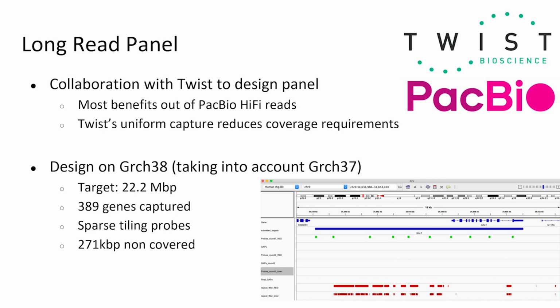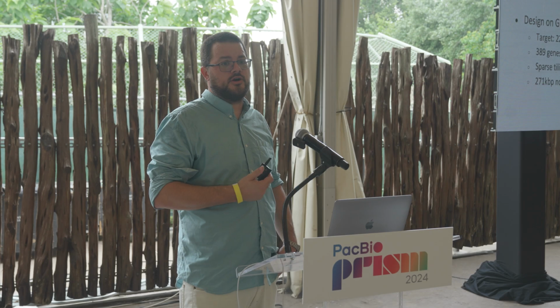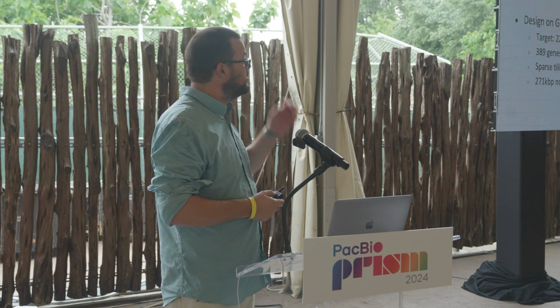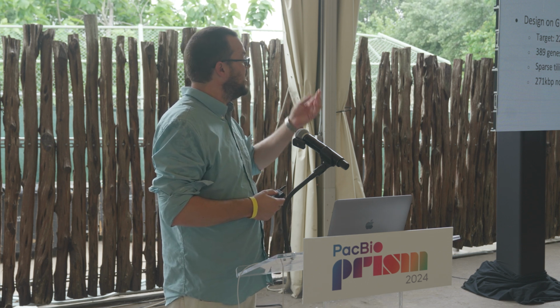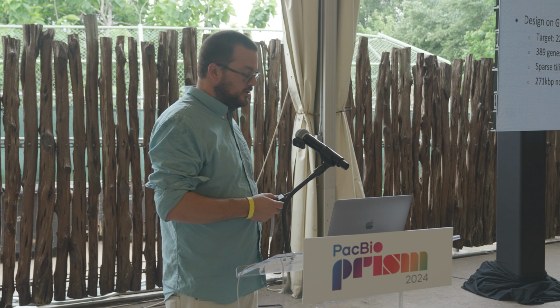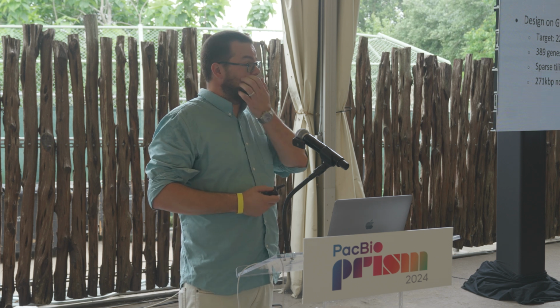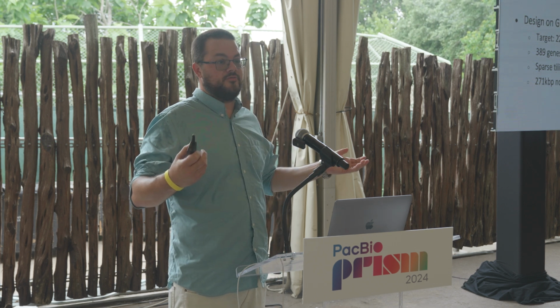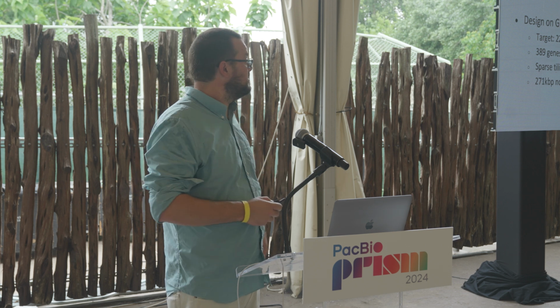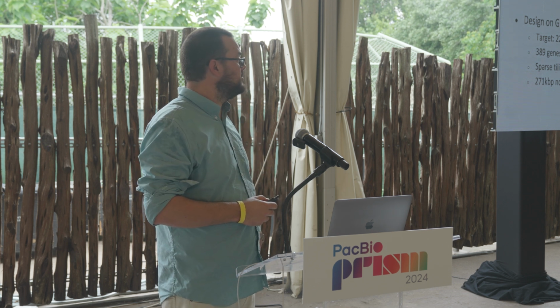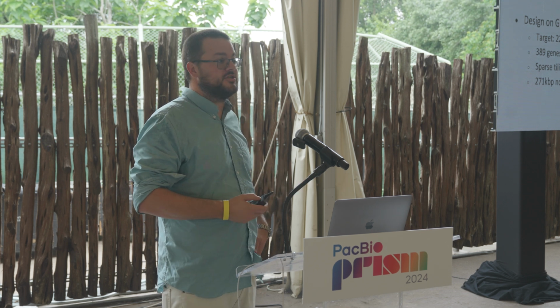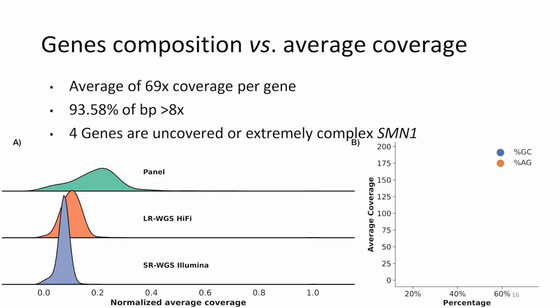We added GBA, for example, which is an important gene for Gaucher's disease and has an important recombinant, an important paralog close by. So how well or badly does this panel work? It's a pretty massive panel with 22 MB, right? So it's not easy to design this. And for Twist, we gave them really the hard regions of the genome that are medically relevant.